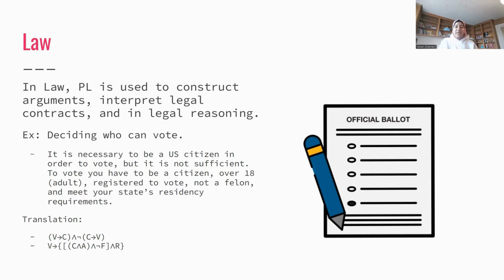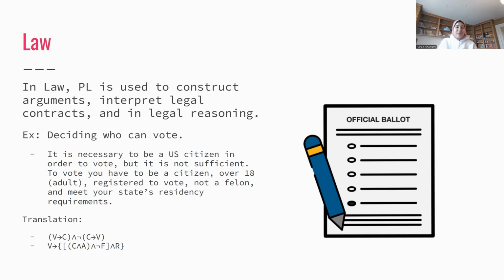And then you can translate that in PL using two statements. The first sentence says it is necessary to be a US citizen in order to vote, but it's not sufficient. It's the first line towards the bottom where it says translation. What that says is, if you vote, then we know you're a citizen, but it's not necessary like if you're a citizen, we don't know that you're going to vote. That's basically what it's saying. So that's how we use necessary and sufficient statements in law.